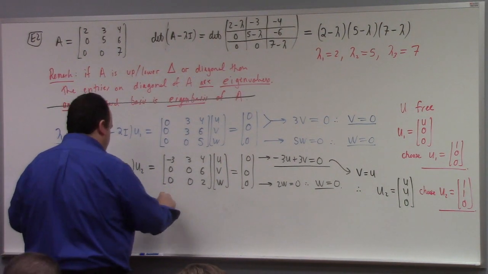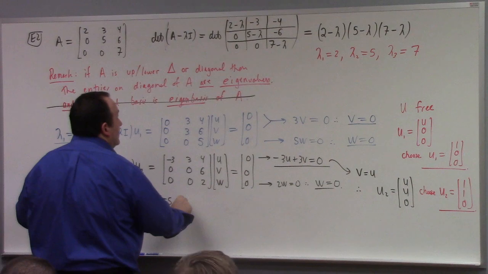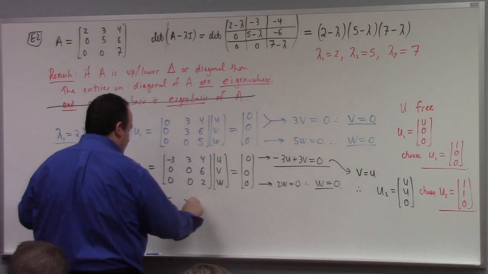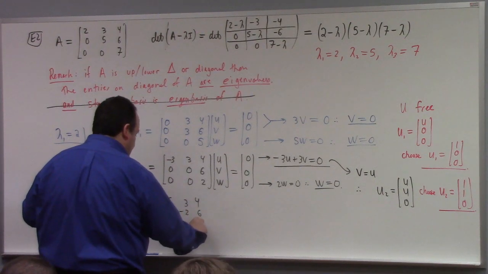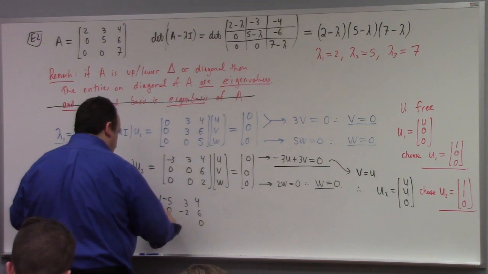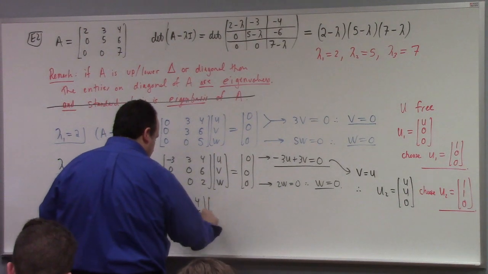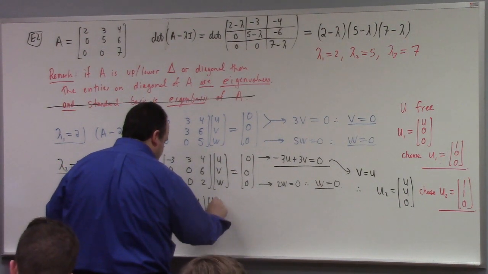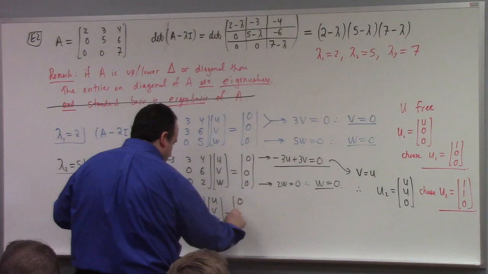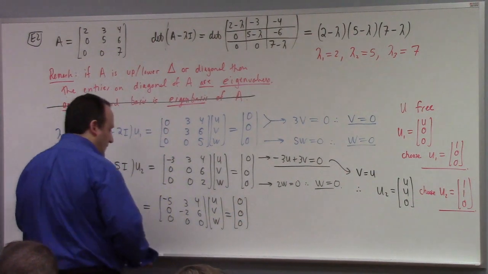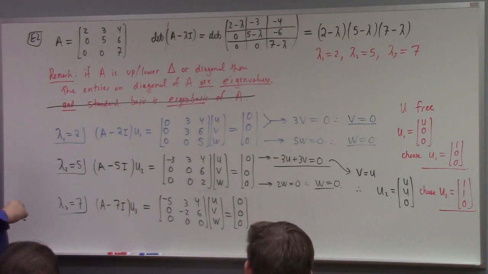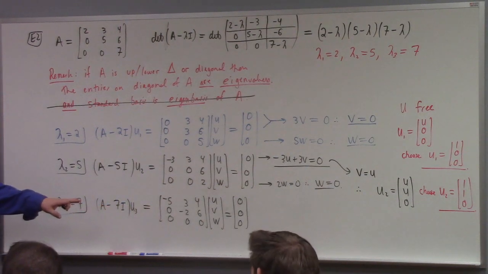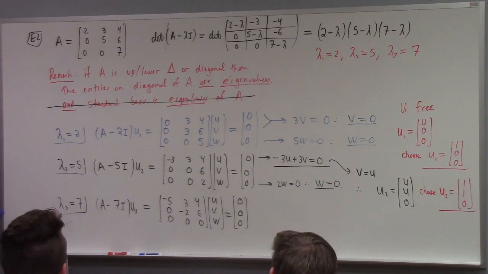Now, what we got? We got minus 5, 3, 4, 6 goes here. Minus 2, 0 down here. And then 0, 0, 0. Again, u, v, w, but not the same one, right? So it looks to me like this time, finally, something I need to use row reduction for.